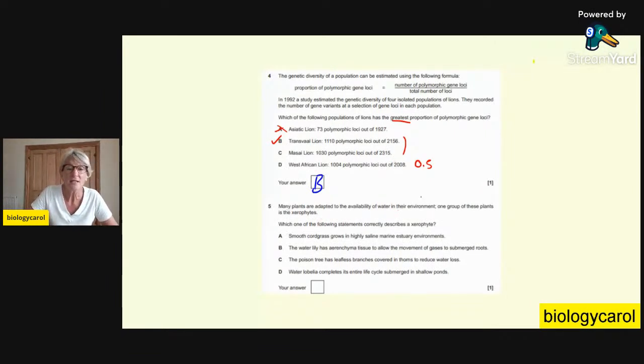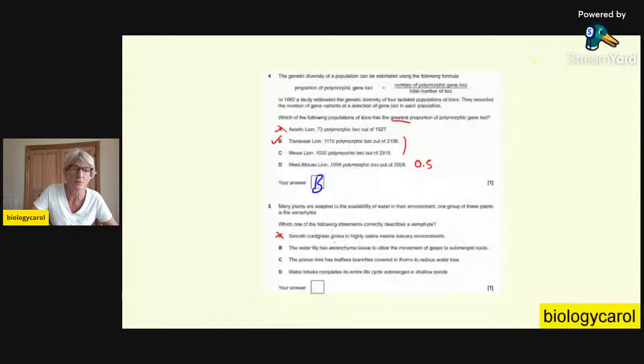Many plants are adapted to the availability of water in their environment. One group of these plants are the xerophytes. Which of the following statements correctly describes a xerophyte? Smooth cord grass in highly saline environment. No, I would call that an extremophile, something in a very extreme environment. So I don't think that's right.